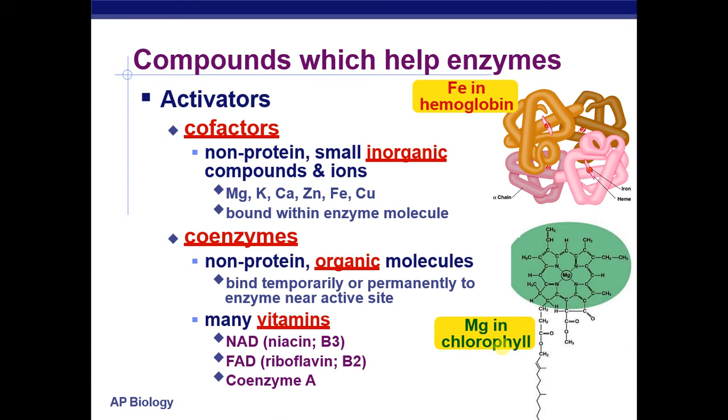All right. And lastly, I want to talk about some compounds or substances that both help enzymes function and inhibit enzymes' function. So there are some things called activators that help an enzyme's function. Certain inorganic, meaning doesn't contain carbon, inorganic substances or activators we call cofactors. So cofactors are inorganic, non-protein compounds and ions like magnesium, potassium, calcium, zinc, iron, and copper.